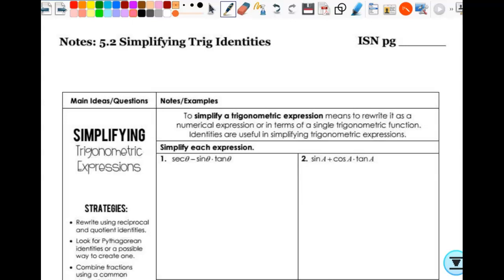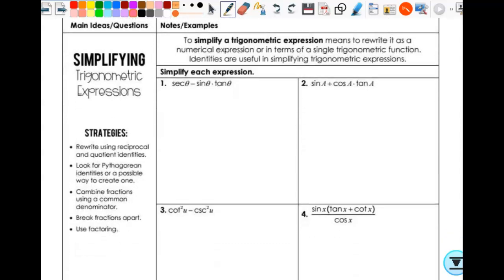Okay? So, when you simplify a trigonometric expression, that means we're going to rewrite it as either a numerical expression or in terms of a single trigonometric function. So in the end, you're not going to have an answer like sine x plus 1. It'll be like sine of x, or cosine of theta, or 1, or 0, or cosine squared theta, or 2 cosine squared theta. But there's just one term that you get. Okay, that's how you know you're done.